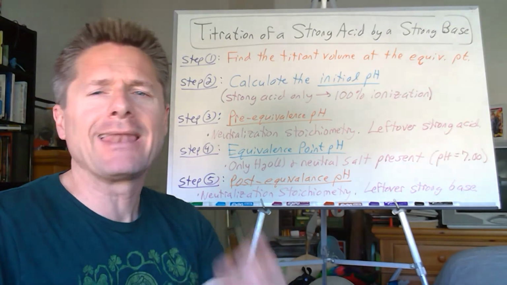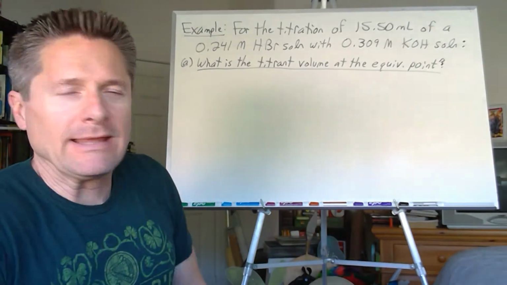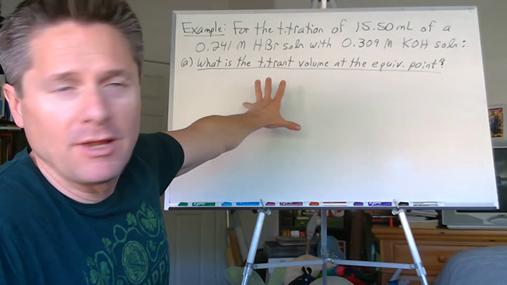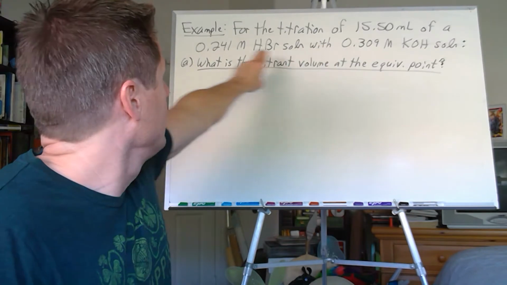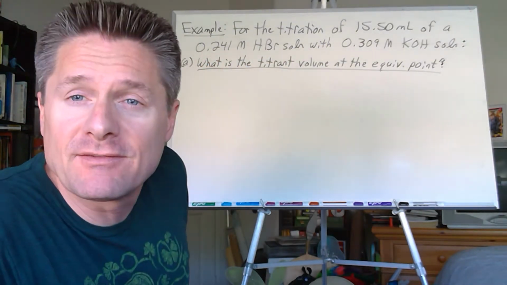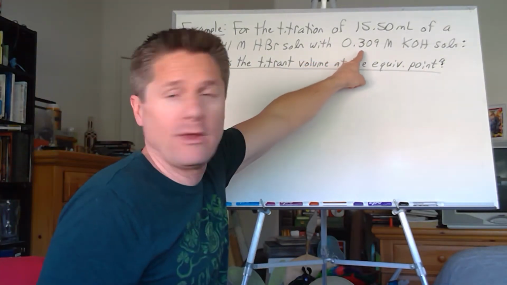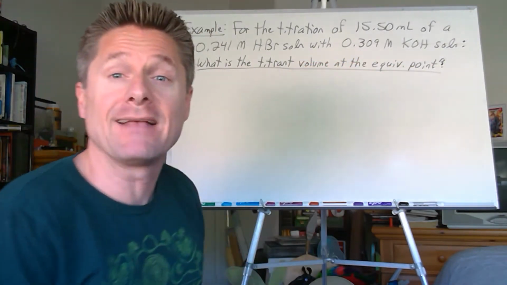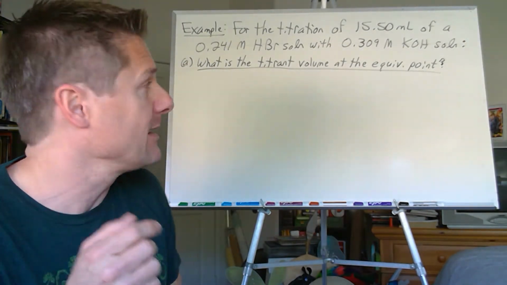I've been talking a lot. Let's do an example. All right, gang, here's our first problem. So we've got the titration of 15.50 milliliters of a 0.241 molar hydrobromic acid solution, recognizing HBr as a strong acid, with 0.309 molar potassium hydroxide solution, potassium hydroxide being a strong base, so we recognize that.